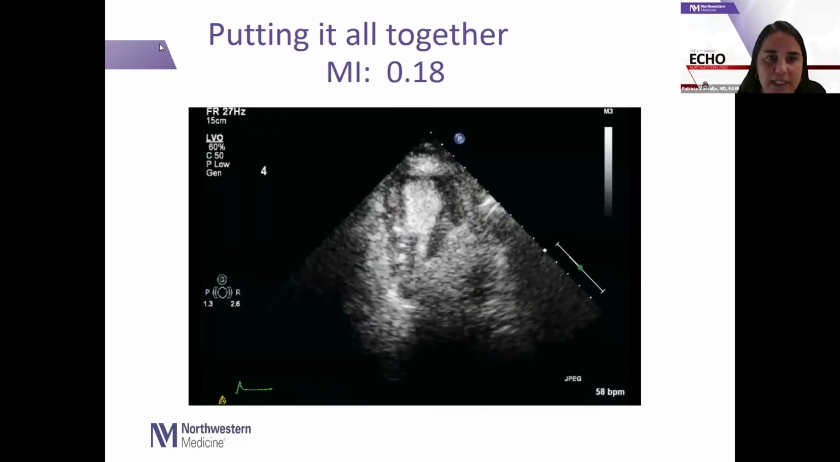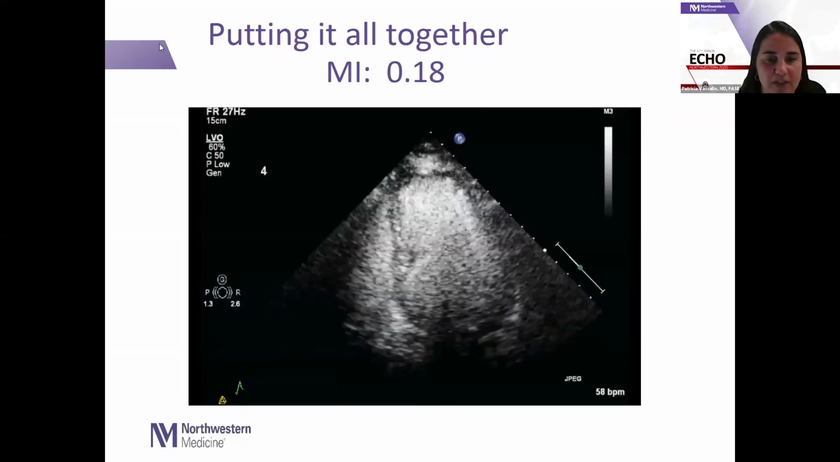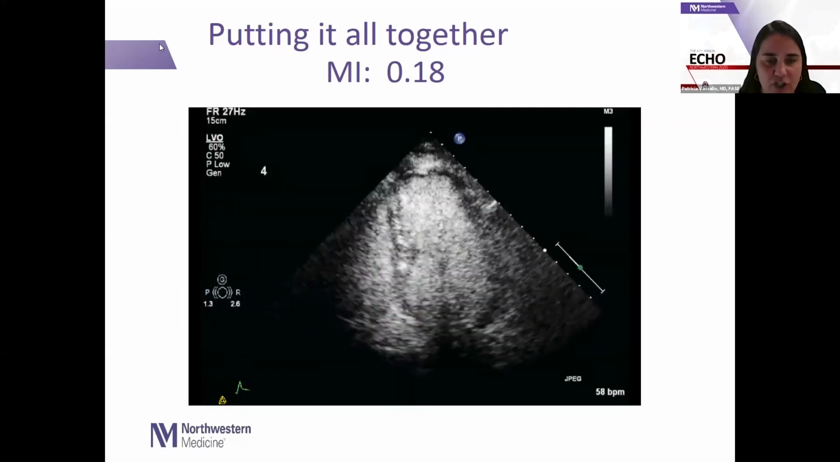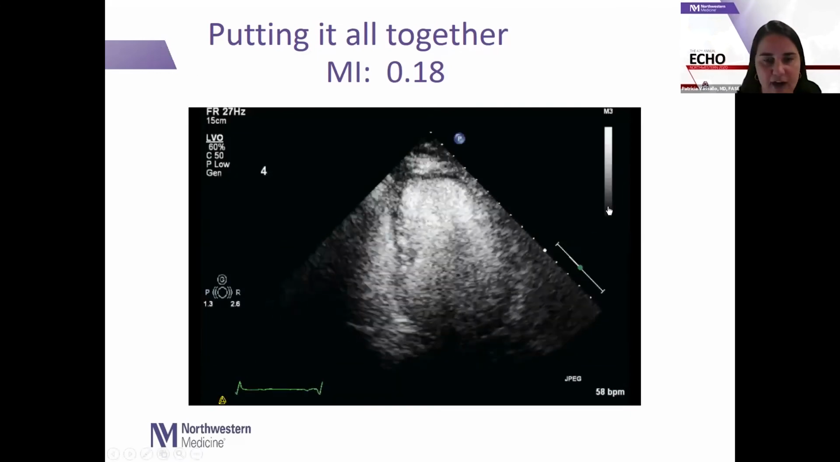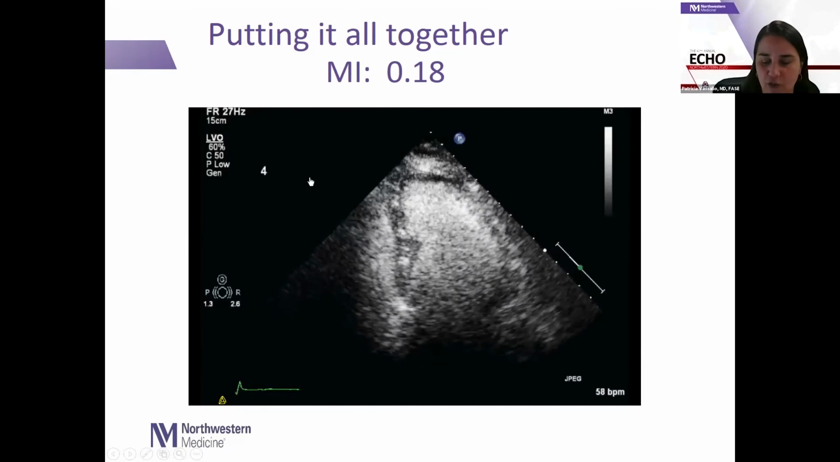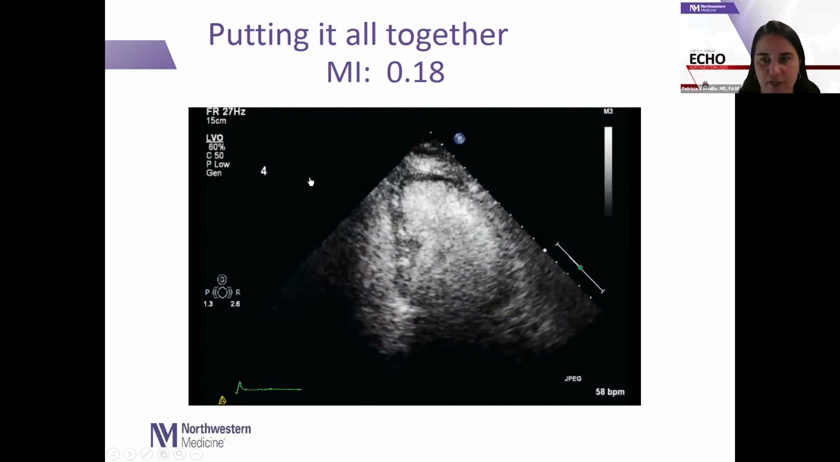You want a mechanical index between 0.1 and 0.3 when you're imaging for left ventricular opacification. You want your focal zone to be at the mitral valve level. And you want to make sure that you are zoomed onto the left ventricle.